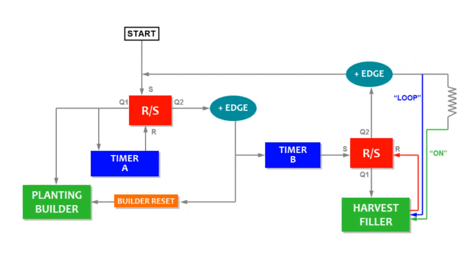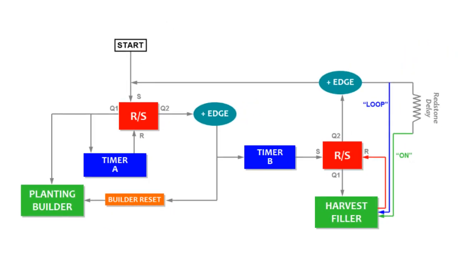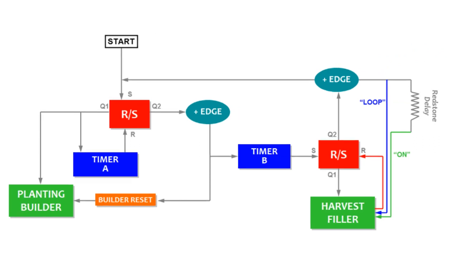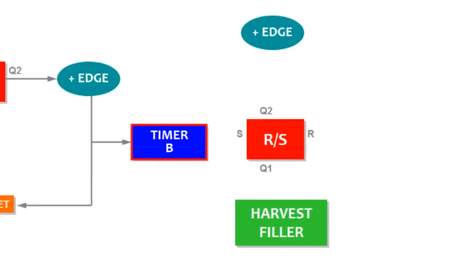Alright, so that's pretty much the planting phase, and now let's talk a little bit about the growing and the harvesting phase. So let's get rid of some of the spaghetti there. The growing timer would be running at this point. Once it finishes, it sends out a signal to the S input of the RS NOR latch over here, and again, that set input turns on Q1. Q1 is then on, and the harvest filler is running.